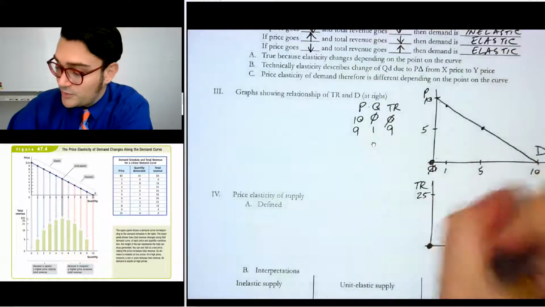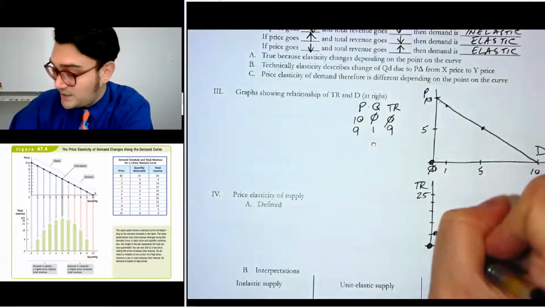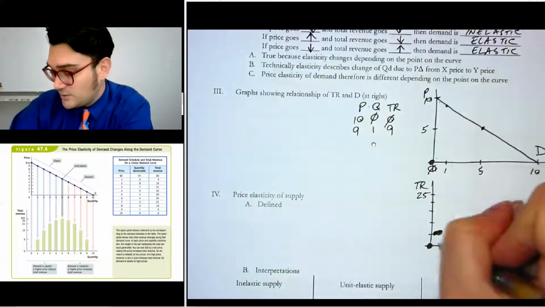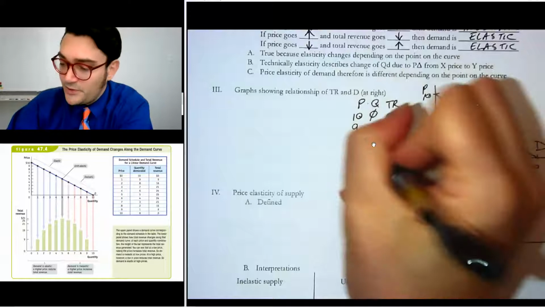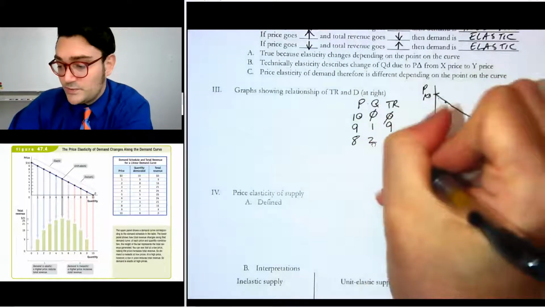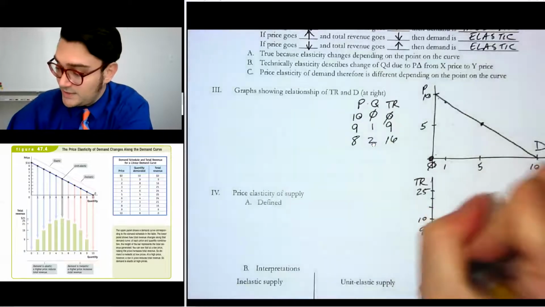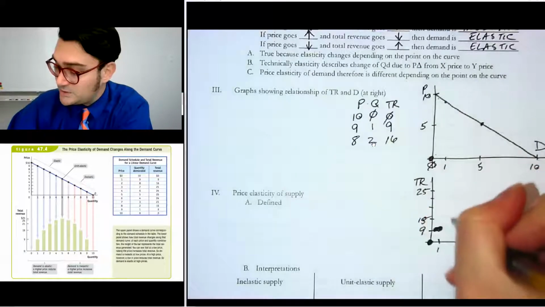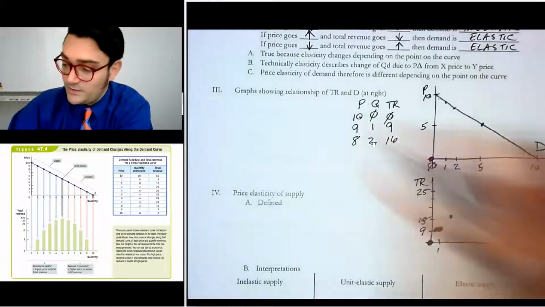Now I already kind of know where this is going. 5, 10, 15, 20. So the next one is going to be right here. Oops, make that a little bit wider. So it's 9. And then if we go to 8, we sell 2. 16 is the total revenue. So that one was 10, so that one's 15. So it's here, and we just move down the curve, okay?